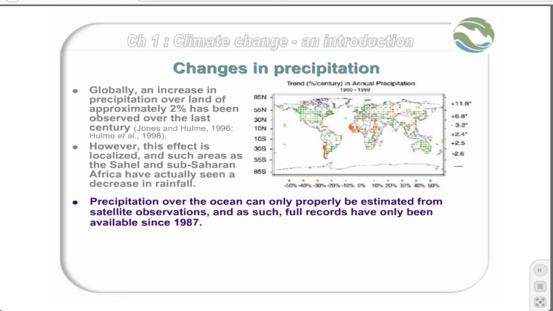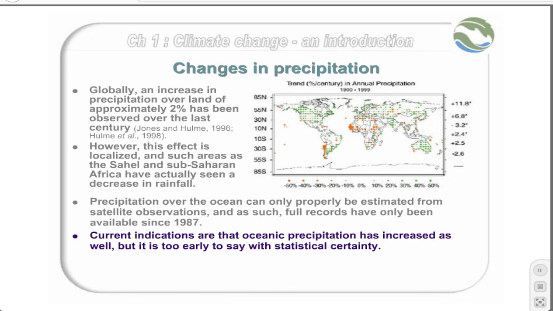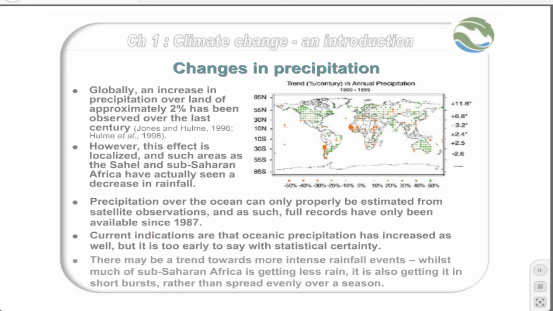Precipitation over the ocean can only properly be estimated from satellite observations, and as such, full records have only been available since 1987. Current indications are that oceanic precipitation has increased as well, but it is too early to say with statistical certainty. There may be a trend towards more intense rainfall events. Whilst much of sub-Saharan Africa is getting less rain, it is also getting it in short bursts rather than spread evenly over a season.